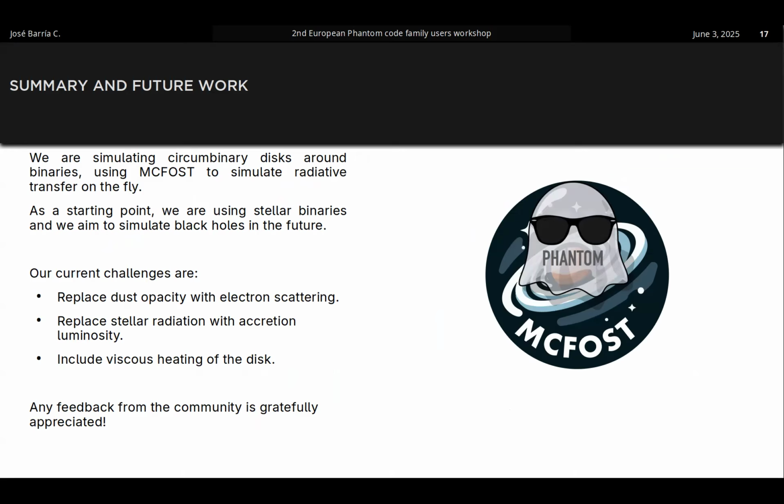So the things we want to try now are to replace the dust opacity with electron scattering, which is something you can expect in the vicinity of black hole systems. We also want to replace the stars with actual black holes, turning off the radiation from the stars and enabling accretion luminosity, and enable viscous heating in the disks.